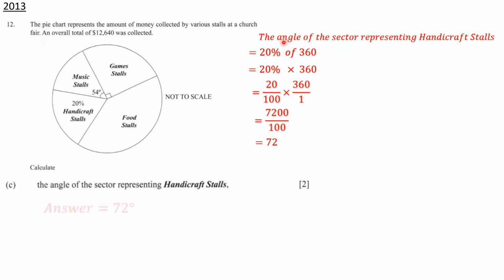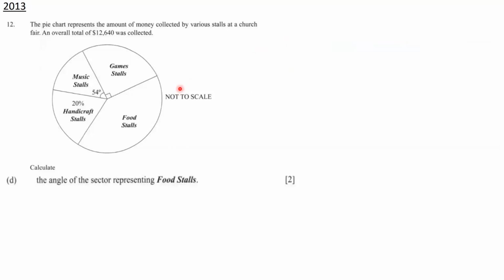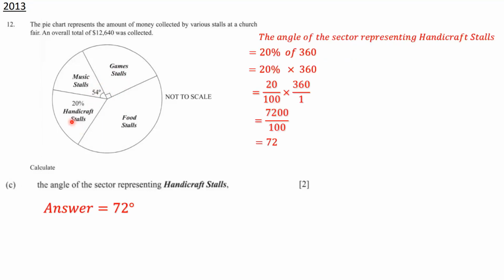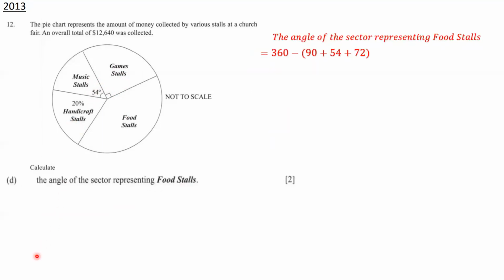Part D. We want to figure out the angle of the sector representing food stalls, right? Well, we already know that the angle for game stalls is 90 degrees. We already know that the angle for music stalls is 54 degrees. And we just figured out that the angle for handicraft was 72 degrees. And so let's put that there. So this is 72 degrees. What we have to do is add them all up together and then subtract them from 360.